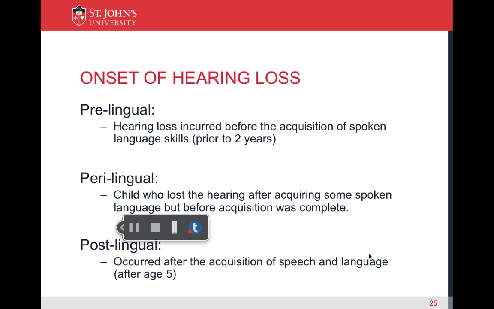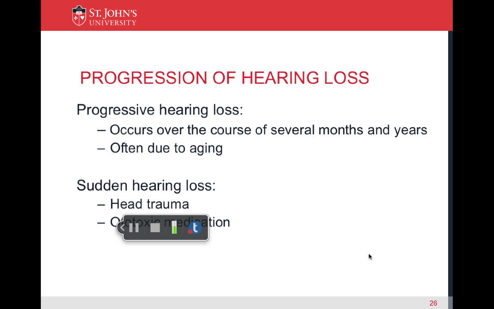Now, hearing loss could have different onsets. Prelingual would be before the acquisition of spoken language skills. Perilingual is while the child is learning speech and language. And postlingual would occur after the child has spoken language.